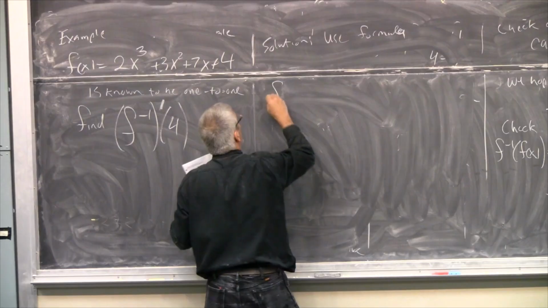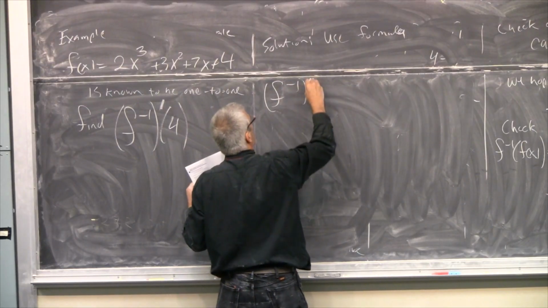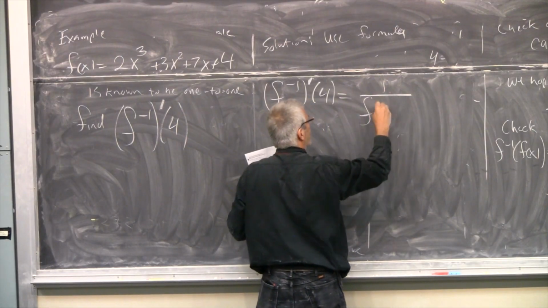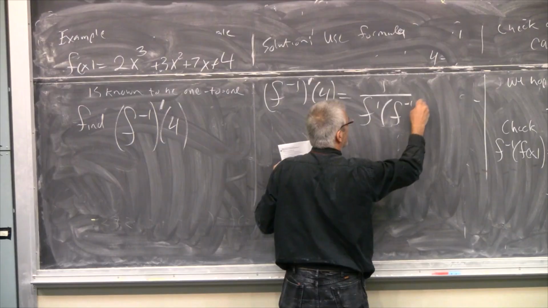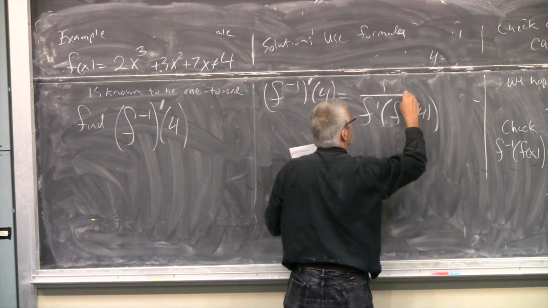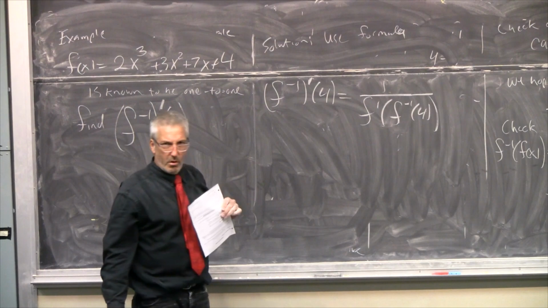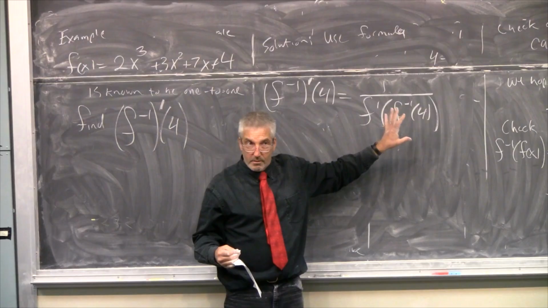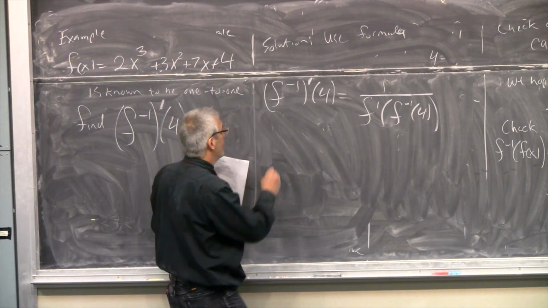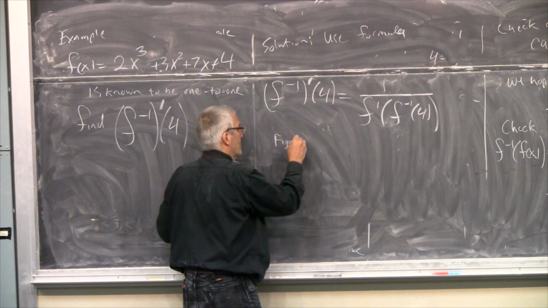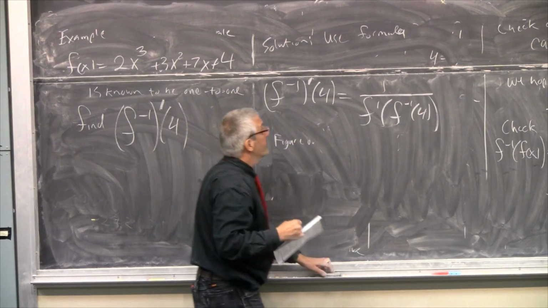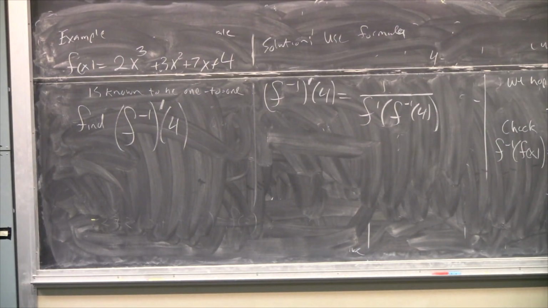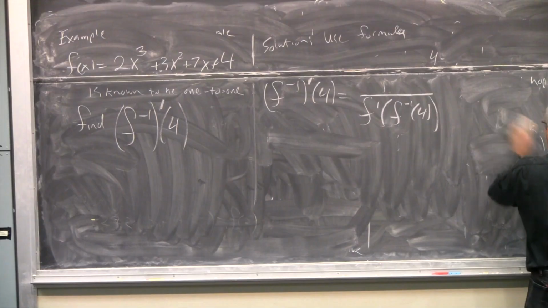So f inverse prime at 4 is 1 over f prime at f inverse of 4, whatever that means. Okay, well, let's just get to work on finding the pieces of this. So I'm going to do this over on the side. So leave that equation. I'm going to come back to that and continue working there.